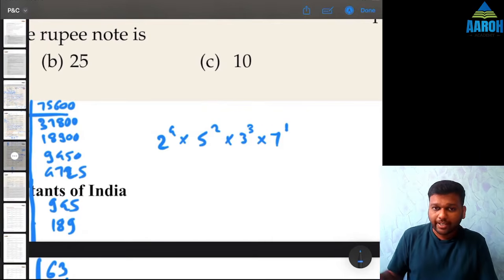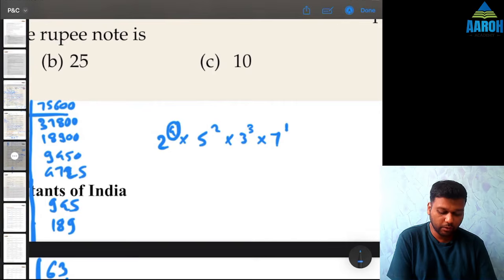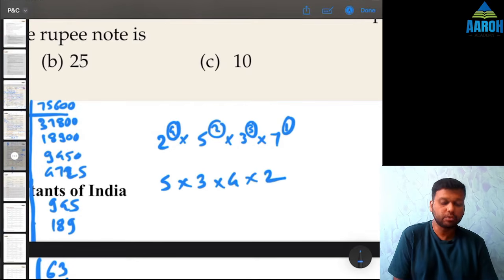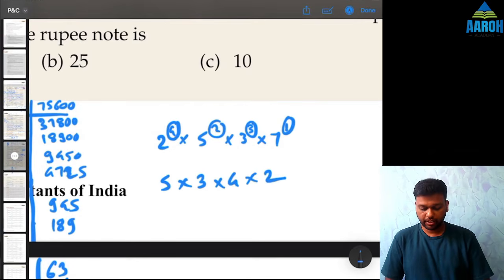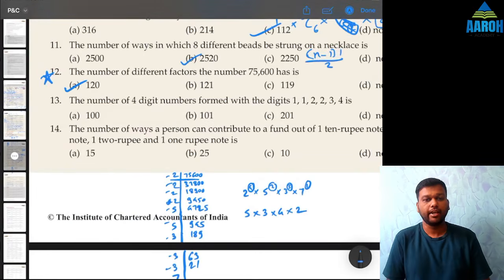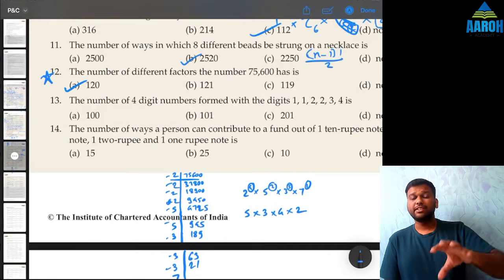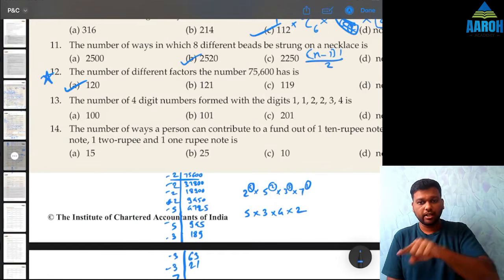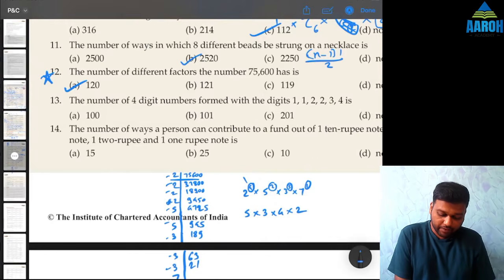Now number of factors of 75,600 are, this is 4. So 4 plus 1 5. 2. So 2 plus 1 3. 3. So 3 plus 1 4. And 1. So 1 plus 1 is 2. So 5 into 3 into 4 into 2, 120 is the correct answer here, option A. So this is nothing but selecting any number of items from n items when some of them are similar.